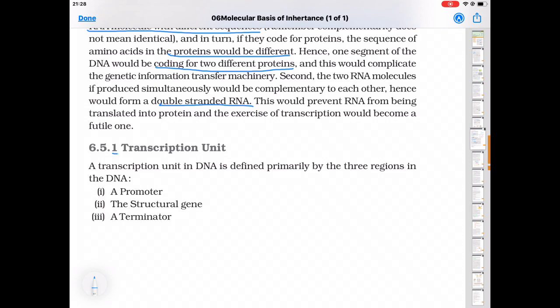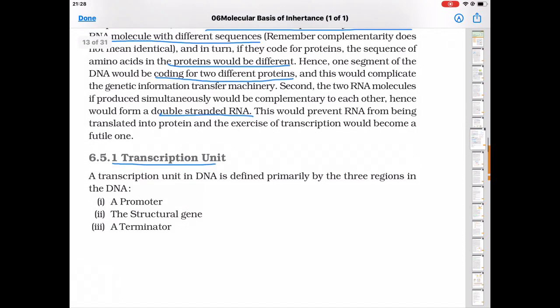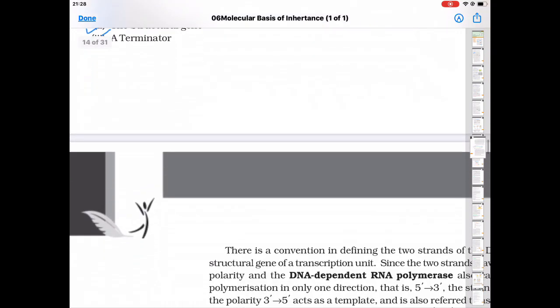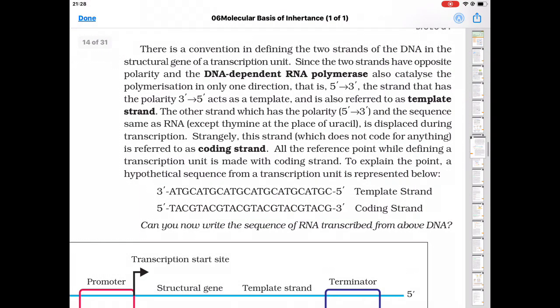Next is the transcription unit. The transcription unit in DNA has three regions. First is the promoter, second the structural gene, and third the terminator. There is a convention in defining the two strands of the DNA in the structural gene of the transcription unit. Actually, the structural gene is present between the promoter and the terminator.